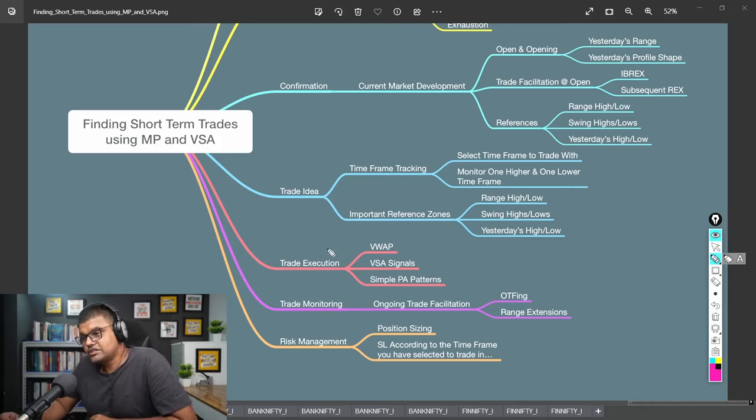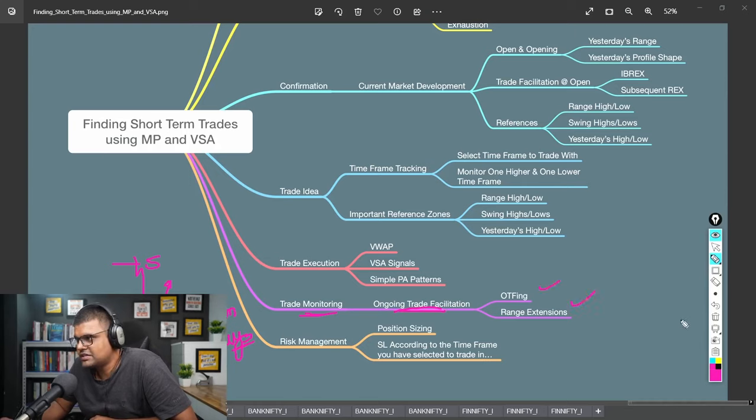Right? Now, once you are in a trade, you have to monitor it. Just a while ago, I showed you an example. Your market is going lower, but there is an important reference. You are short somewhere here. And you have to book some profits here because there is a possibility that some buying may come in. Especially if you are an option buyer, then it is almost mandatory for you to book some position here, right? So you monitor ongoing trade facilitation.